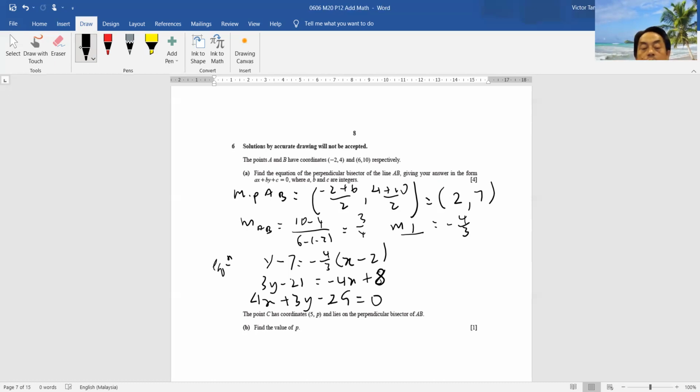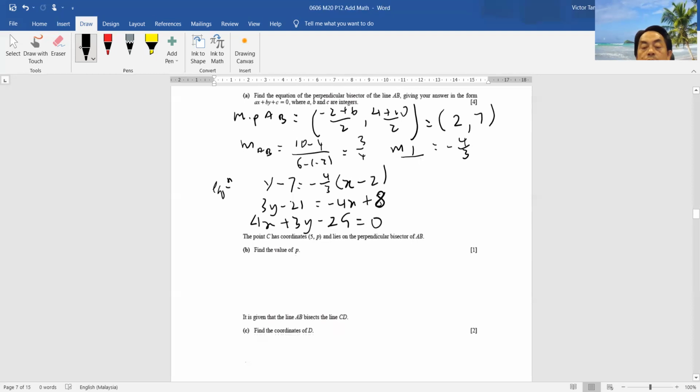Okay. Point C has coordinates 5, p, and lies on the perpendicular bisector of AB. Find the value of p. So substituting x with 5 and y with p. So 4 times 5 plus 3p minus 29 equals 0. 4 times 5 is 20, minus 29 is minus 9. So 3p is 9, p equals 3.